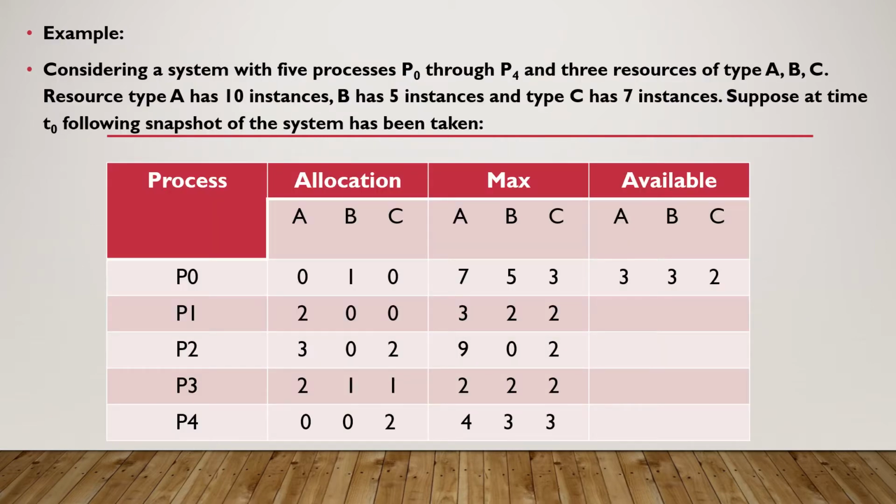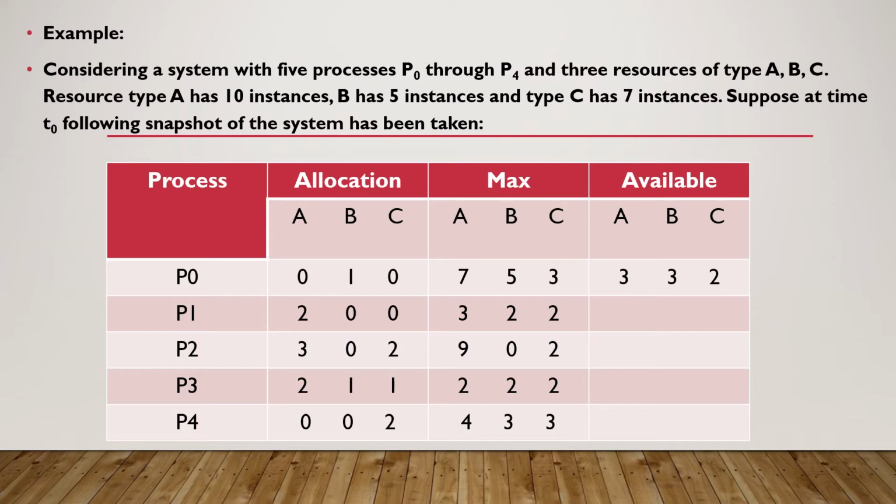So there is an example. Consider a system with 5 processes P0, P1, P2, P3 and P4 and 3 resources named A, B and C. Resource type A has 10 instances, that is, there are 10 resources of type A. B has 5 instances and type C has 7 instances. And this is a snapshot, that is, at time t0 this is the status of the system.